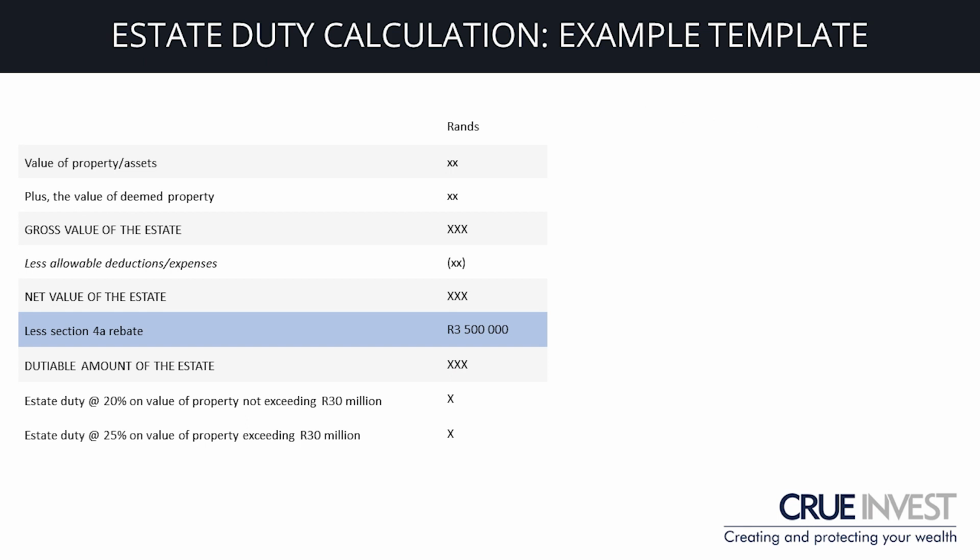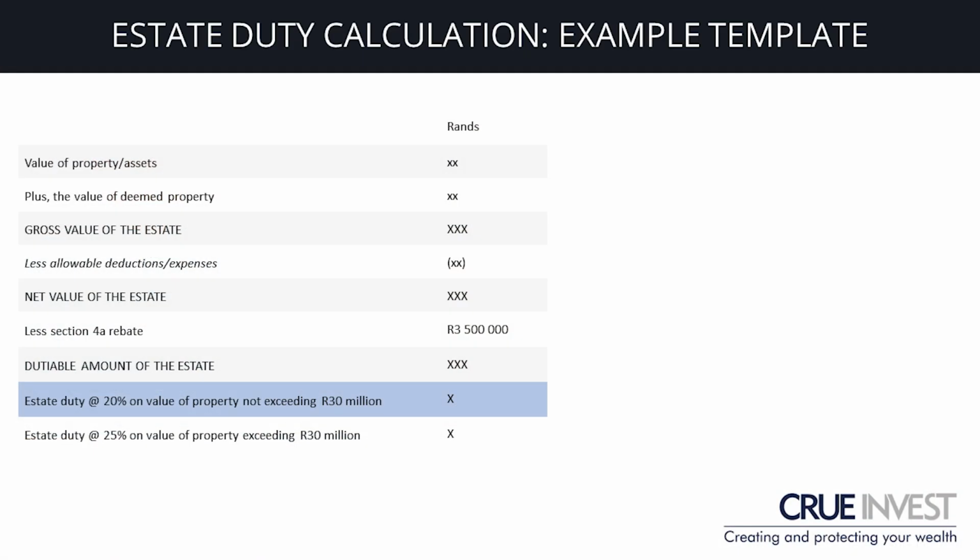So once you've calculated the net value of your estate, you now need to determine whether your estate is going to be liable for estate duty. It's important to remember that all individuals in the event of death do have a 3.5 million Rand estate duty abatement, and any asset value over and above the 3.5 million Rand, including all your global assets, will be subject to estate duty at a rate of 20% up to a value of 30 million Rand, and thereafter 25% for anything over and above 30 million Rand.